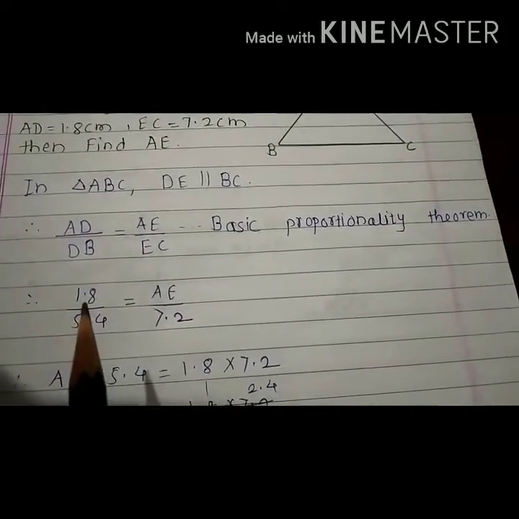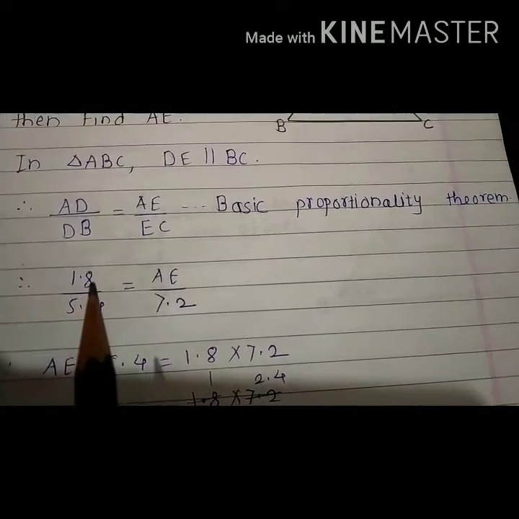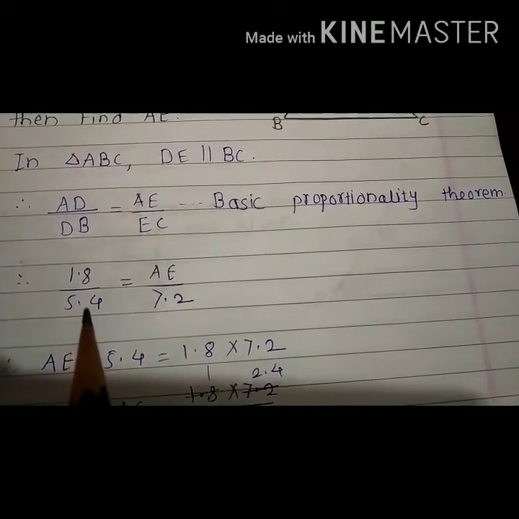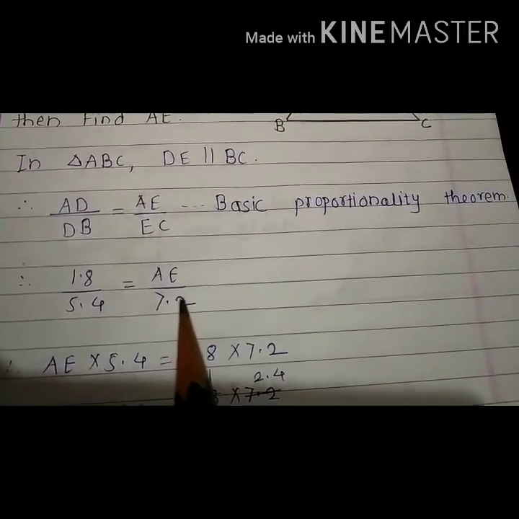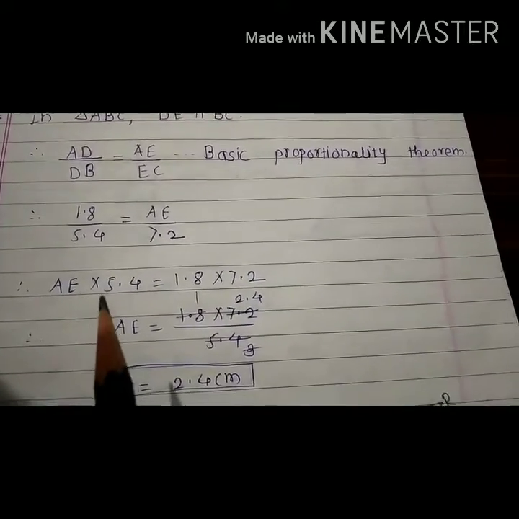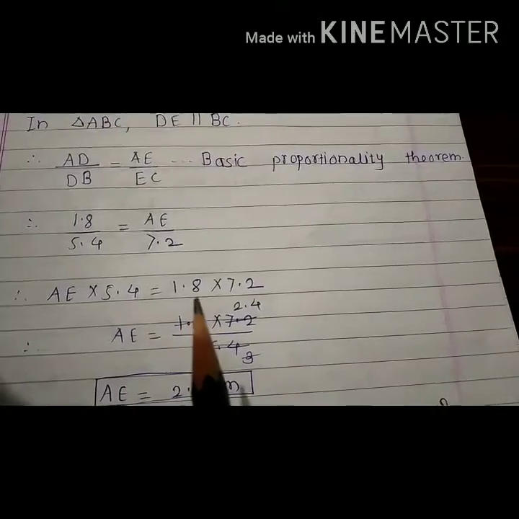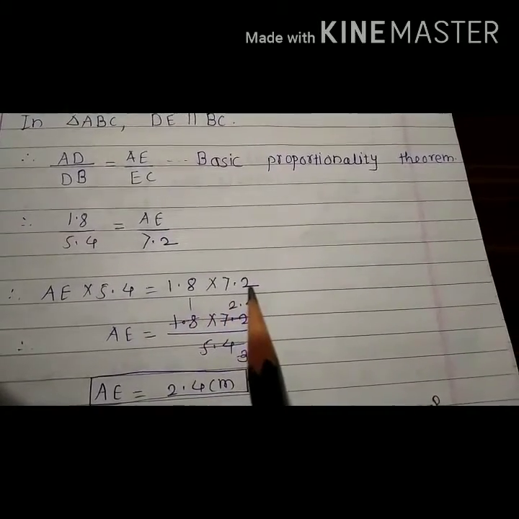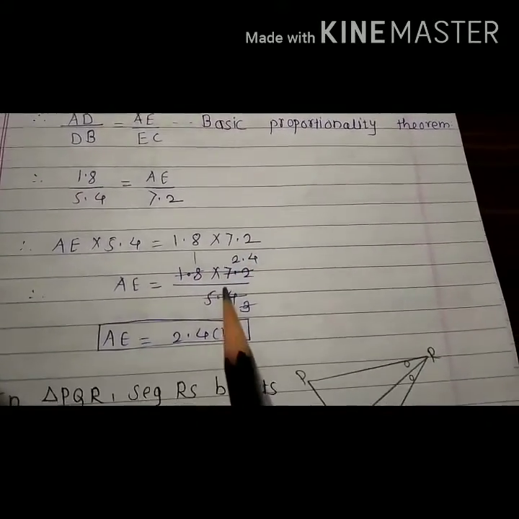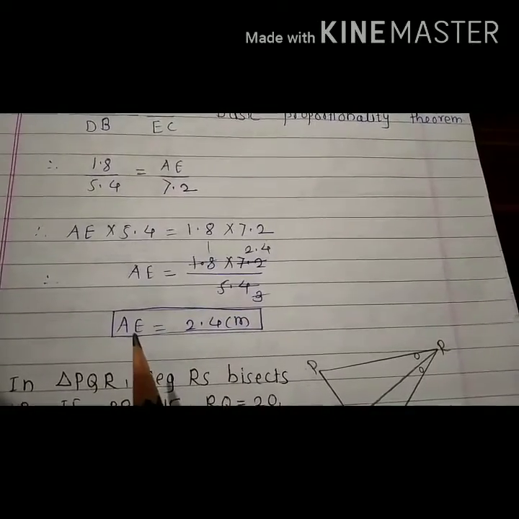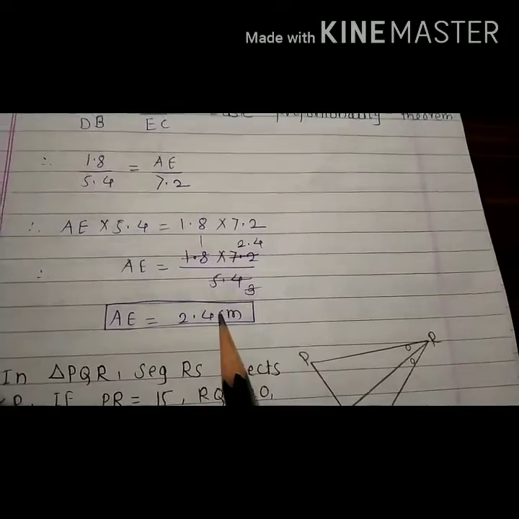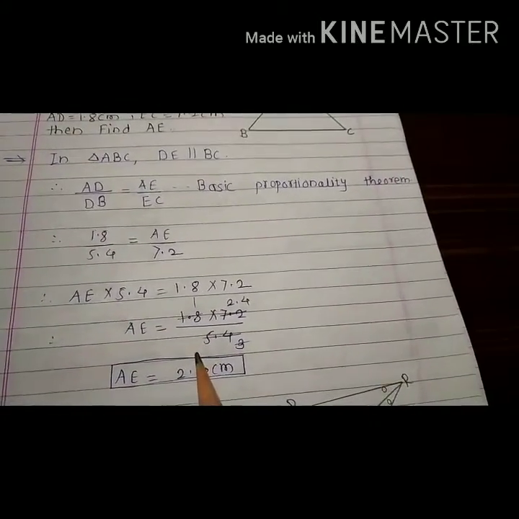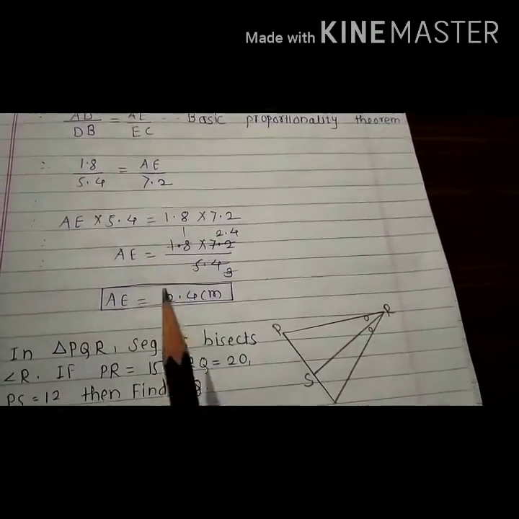If we substitute the values, 1.8 upon 5.4 is equal to AE upon 7.2. AE into 5.4 is equal to 1.8 into 7.2. After calculation, we get AE is equal to 2.4 centimeter. Here we use the basic proportionality theorem.